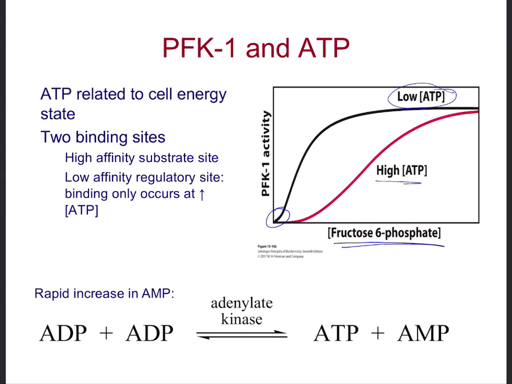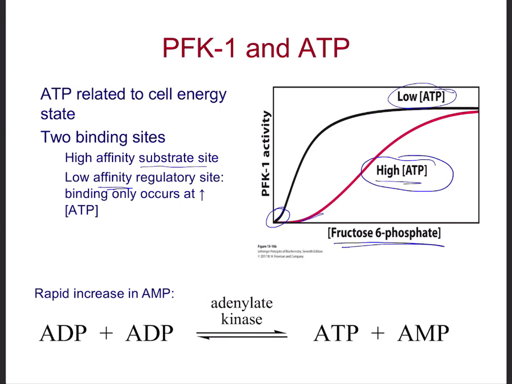Now, the reason for this is that there are two binding sites for ATP on the enzyme. We have a substrate site, which is a relatively high affinity site. That means that it doesn't take a whole lot of ATP to bind to the substrate site. We have a low affinity regulatory site, meaning that it takes a relatively high concentration of ATP to bind to the regulatory site. That's why with our high ATP levels, we see this distinct shift, getting a sigmoidal character to this curve.